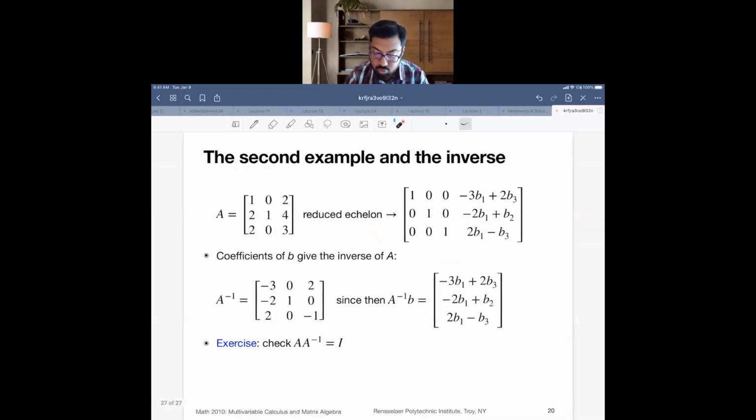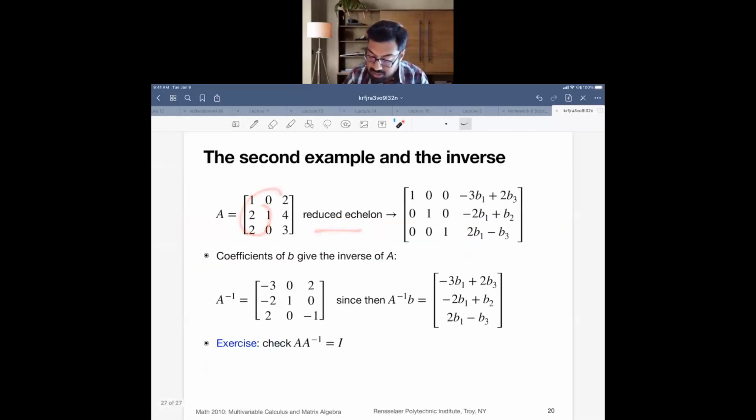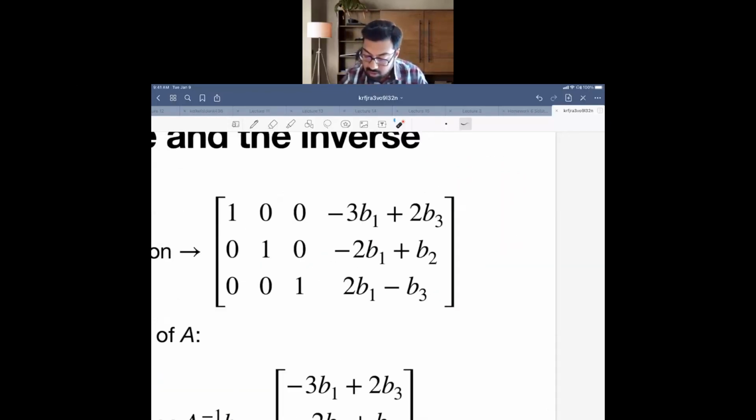But there is a little bit more to that. We took this particular A matrix and we reduced it. As we reduced this, we got this on the other side. So you took A, you took the right-hand side coefficients in B1, B2, B3, and you did the row reductions to get that. Now, it turns out that the coefficients of B here are actually the inverse of A. The coefficients of B are what?